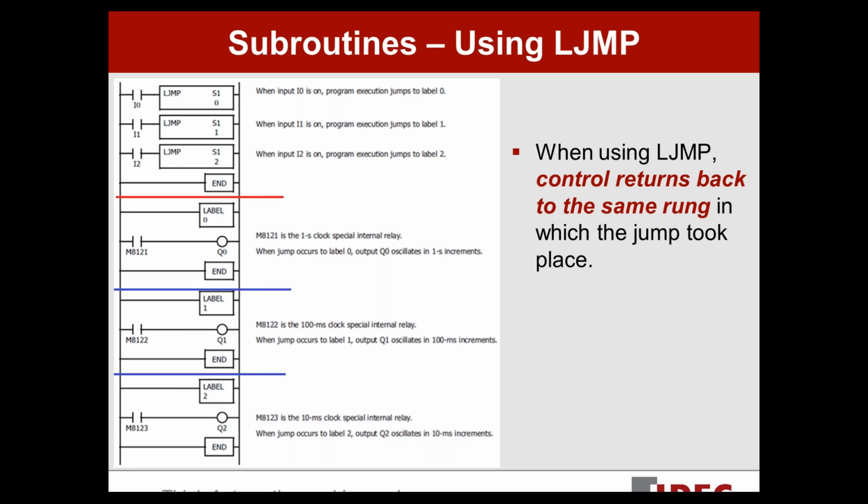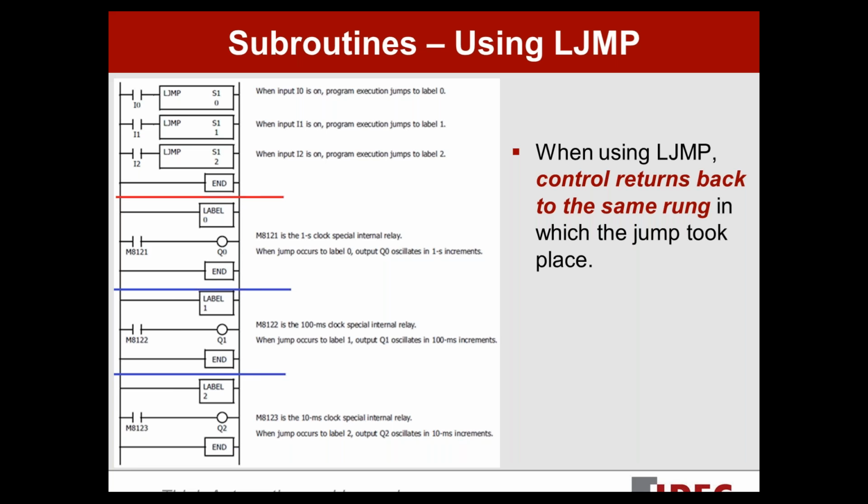Just as an example, let's say we have input 0, input 1, and input 2 all on at the same time, okay? So what will happen is, again, we scan left to right, top to bottom, just like we read. So once we see that input 0 is on, we perform a jump to label 0, we execute the code, we hit the end statement, and we go right back up to the top where input 0 is. That's where the jump initiated.